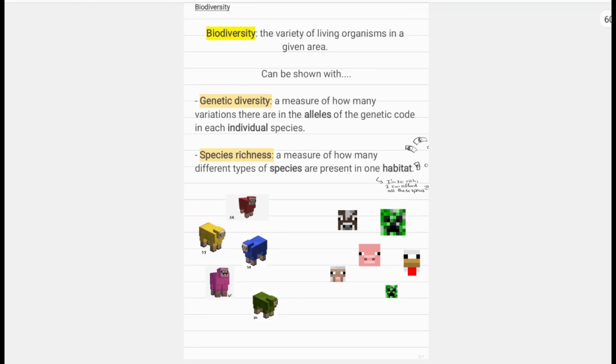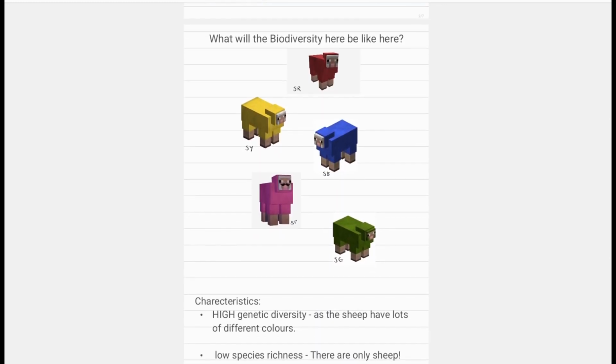And now, as you can see here, I've added a little funny joke here. I'm so rich, I can afford all these species. So, species richness, rich, you can have more than one type of species, as genetic diversity has only got one type of species. Okay, so here's a quick recap of literally what we just went over.